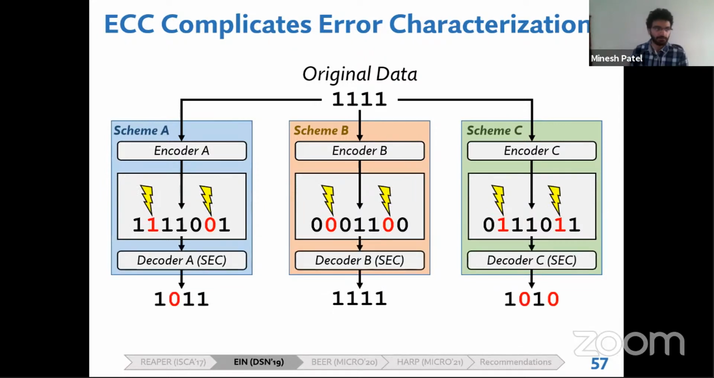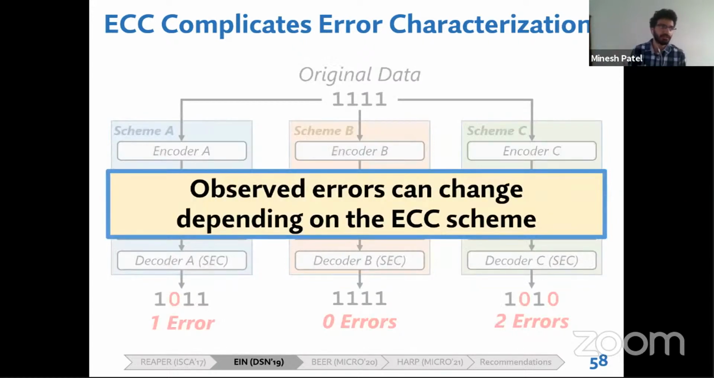chips. Now, after ECC decoding, which let's say uses a single error correcting code, the tester will observe some data that it reads from the device. And so we see that this data is actually different across the 3 devices, even though the errors occurred in the exact same bit positions. So in the first device, we have a single error. In the second device, we have no errors at all. And in the third device, we have 2 errors. And so this example shows that observed errors can actually change depending on the ECC scheme, even though the errors occurring in the physical device are not changing.